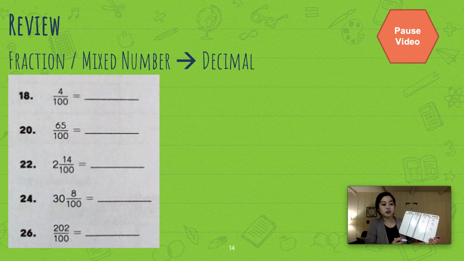Okay? 30 wholes. So 30 wholes is like this. 30 wholes, right? And 8 tenths. I'm sorry, it's 8 hundredths. 30 wholes and 8 hundredths. Oh, sweet. So I'm going to have to put a 0 here.